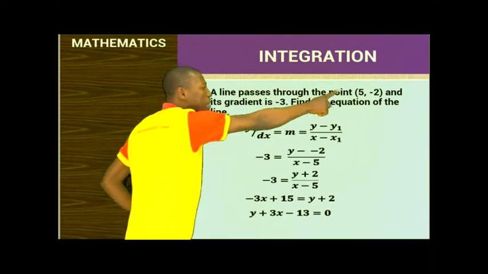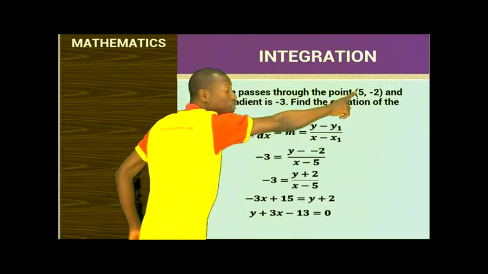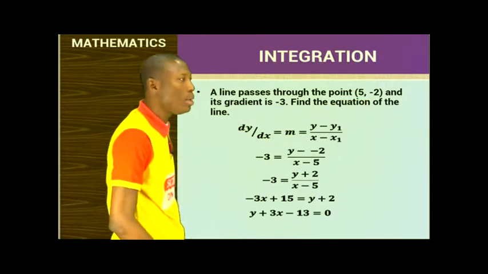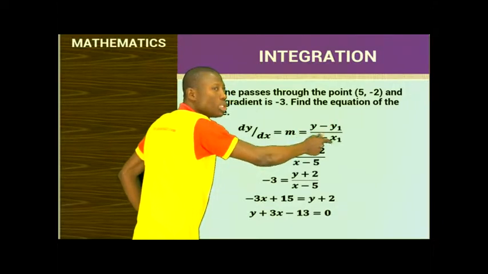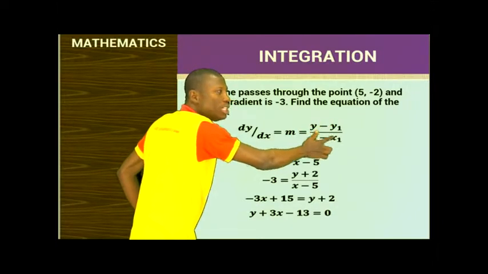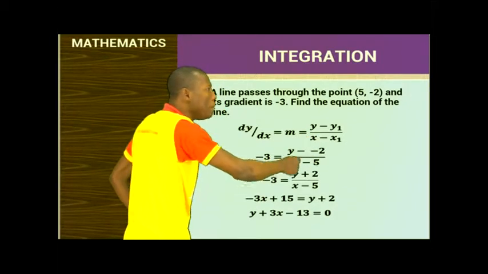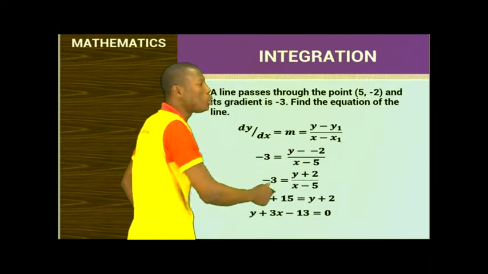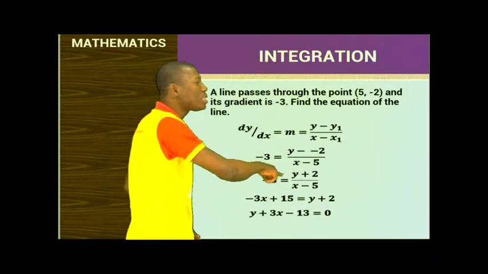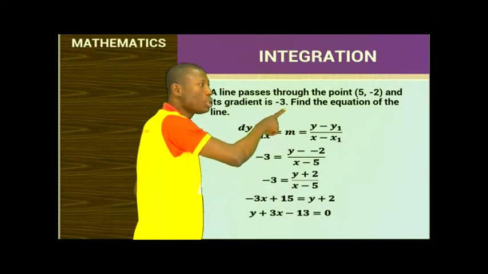Now, when you have this coordinate 5 and minus 2, it means that this 5 is x1, and this minus 2 is y1. When in this formula you see (y minus y1) all over (x minus x1), this is the formula for finding the gradient, change in y over change in x. Now when I add this, (y plus 2) all over (x minus 5) is equal to minus 3. Remember, the gradient is equal to minus 3.